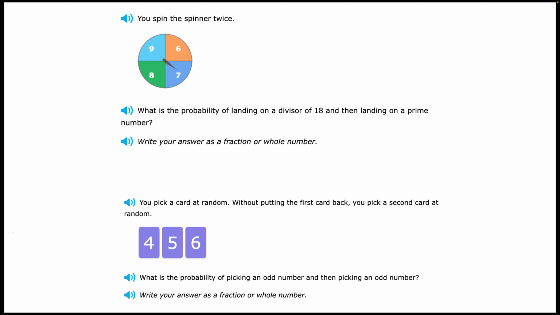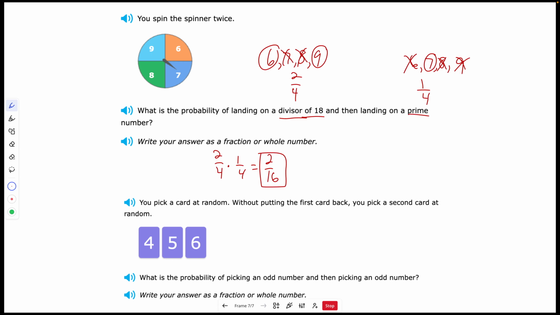Okay, now that you've had time to work these problems, let's check your solutions. Okay, for the first problem, here is the work. You should have gotten 2 over 16 as your final answer because it says write your answer as a fraction. It doesn't say simplify or reduce. If you did reduce, you should have gotten 1 over 8. We should take either answer.